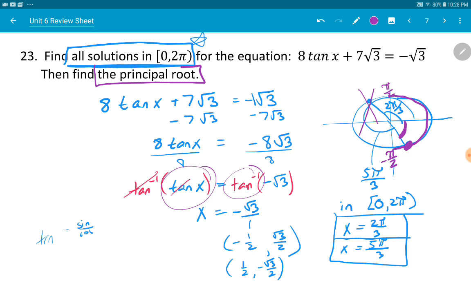So negative pi over 3 would be that little angle. So our principal root is x equal to negative pi over 3. And that's our third solution.